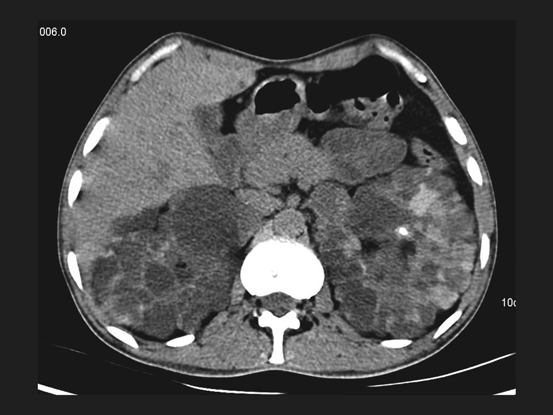So here's our first abnormal CT of the abdomen. I'll give you a couple seconds to think. What's going on here?